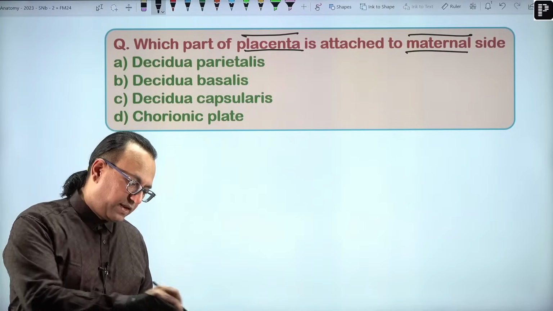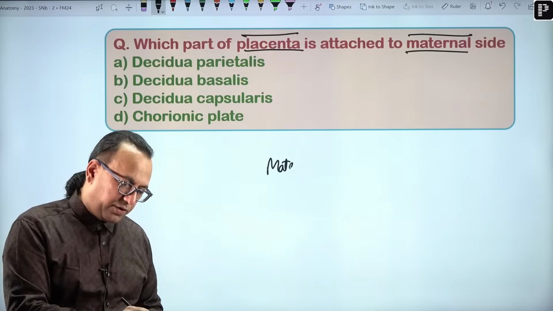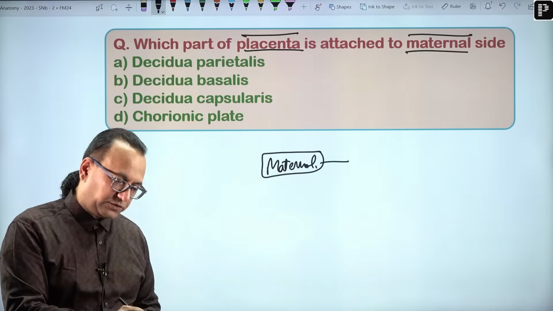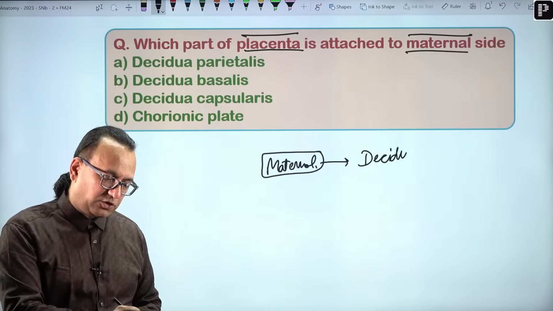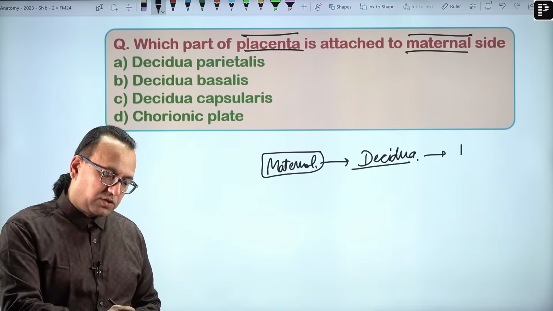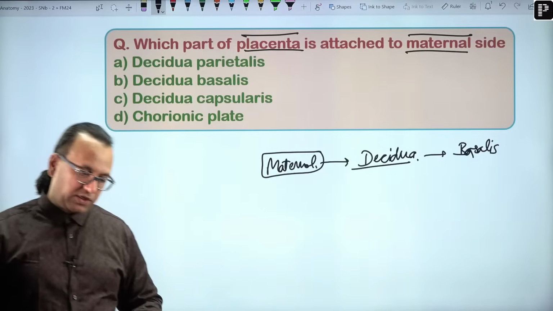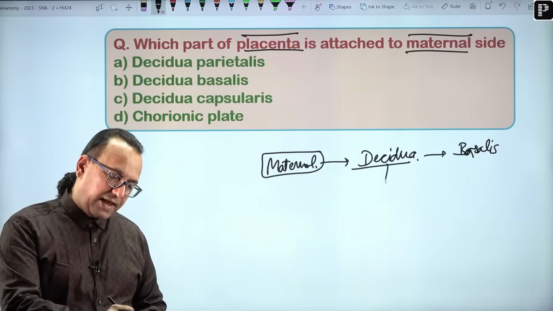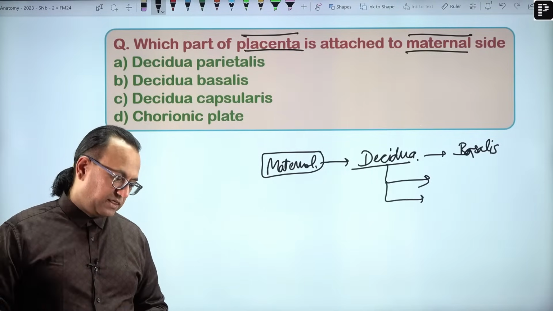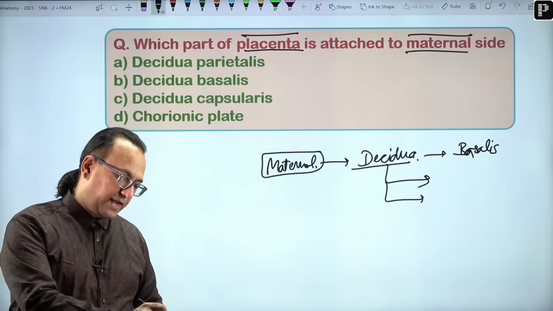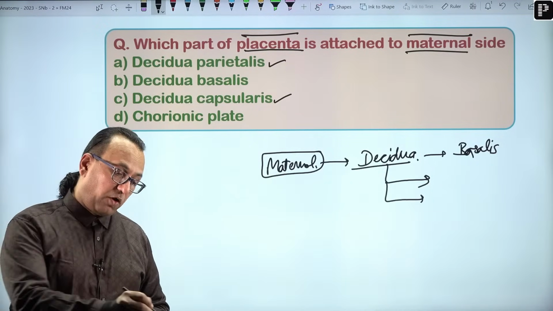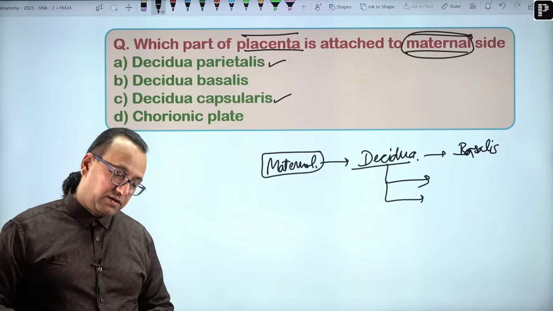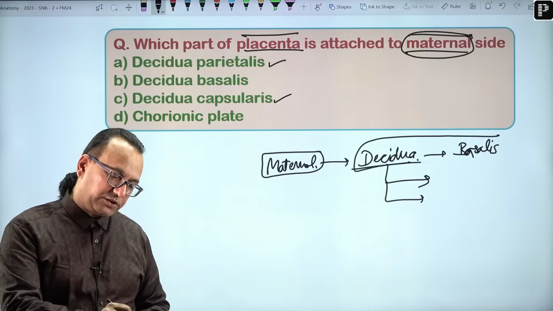And when we talk about the maternal component, it is the uterus which will be giving the contribution, and that is called the decidua, and specifically the decidua basalis component. There will be a diagram, we can focus upon that as well. But then decidua will have other parts also. As you can see in the question, there are other names, parietalis and capsularis as well.